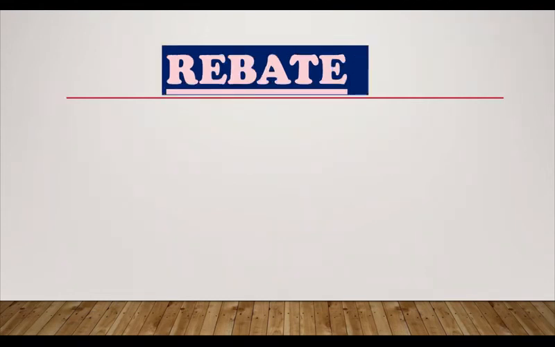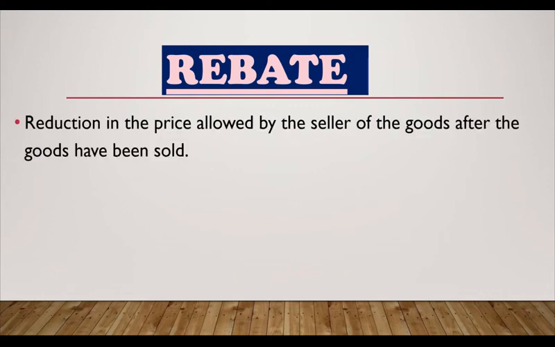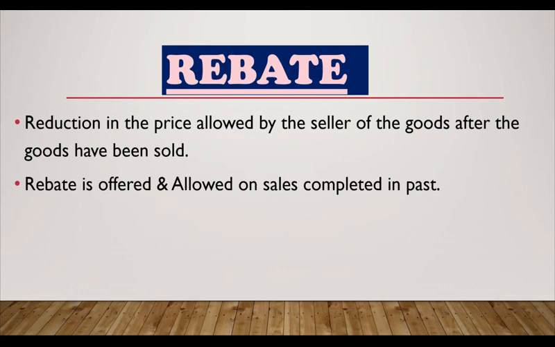Here comes the last concept for this video, that is related with the rebate. It is the reduction in the price allowed by the seller of the goods. After selling the goods, a rebate is offered and allowed on the sales completed in the past. It is allowed for reasons other than those for which trade discount and cash discounts are allowed. For example, discounts allowed because of the poor quality of the goods. Sometimes the rebate is provided to the customer because of the poor quality of the goods and the customers are complaining about the same. So the business may give a rebate to that party. That is the rebate for the business.